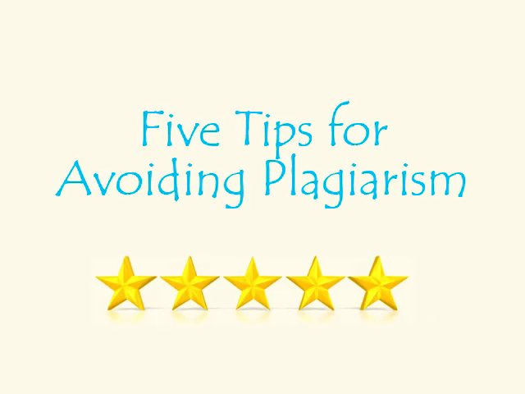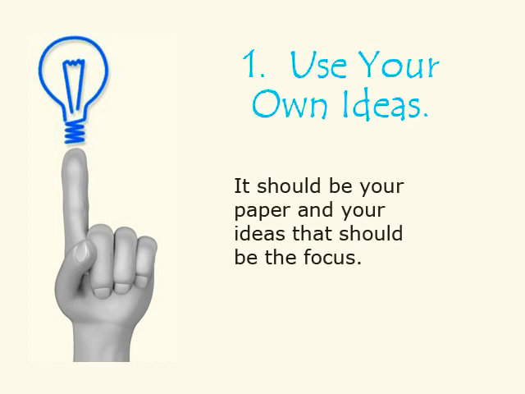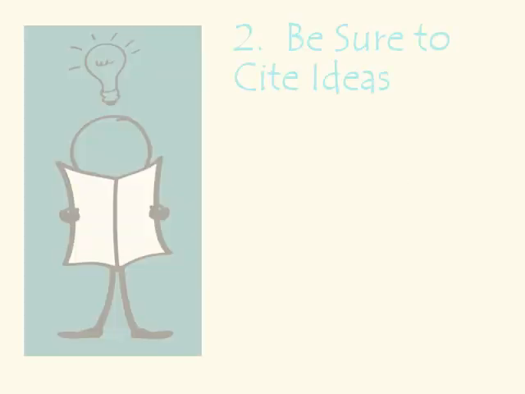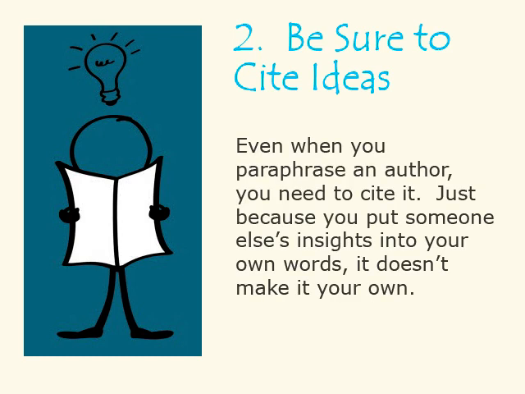Five tips for avoiding plagiarism. 1. Use your own ideas. It should be your paper and your ideas that should be the focus. 2. Be sure to cite ideas. Even when you paraphrase an author, you need to cite it. Just because you put someone else's insights into your own words, it doesn't make it your own.